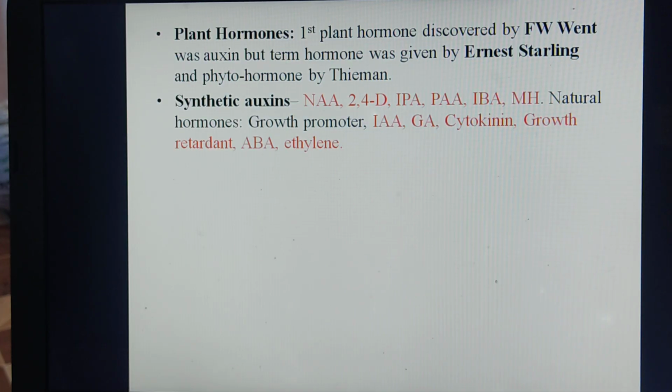नेक्स्ट है आपका प्लांट हॉर्मोन्स. फर्स्ट प्लांट हॉर्मोन discovered by F.W. Went was auxin, but the term hormone was given by Ernest Starling and phytohormone by Thimann. कुछ सिंथेटिक ऑक्सीन्स हैं जैसे NAA नेफ्थलीन एसिटिक एसिड, 2,4-D 2,4-डाइक्लोरोफिनॉक्सी एसिटिक एसिड इसका पूरा नाम है, एंड IPA इंडोल प्रोपायोनिक एसिड, एंड PAA फिनाइल एसिटिक एसिड, एंड IBA इंडोल 3 ब्यूटारिक एसिड. ये सारे सिंथेटिक ऑक्सीन्स हैं.